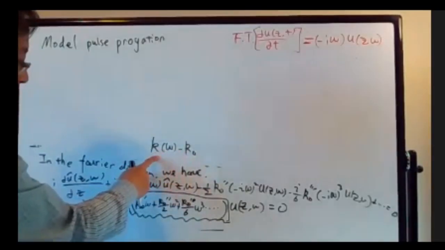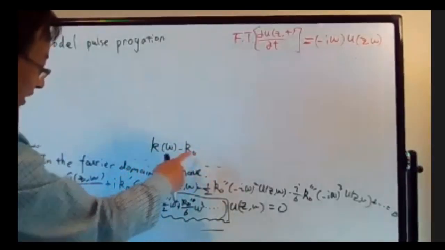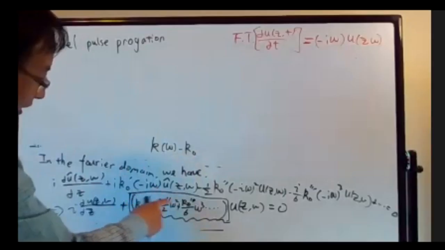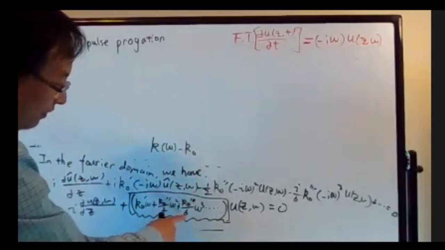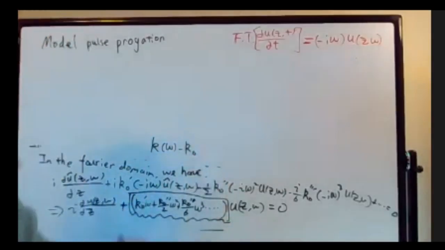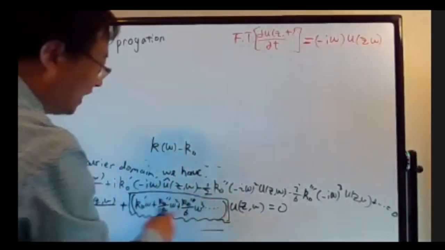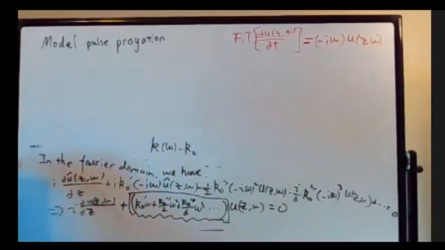If I have a Taylor series, then I have K naught and K naught prime omega plus K naught double prime over 2 omega square plus K naught triple prime over 3 factorial, right? Over this term. So it's nicely matched together, and this is the Taylor series.